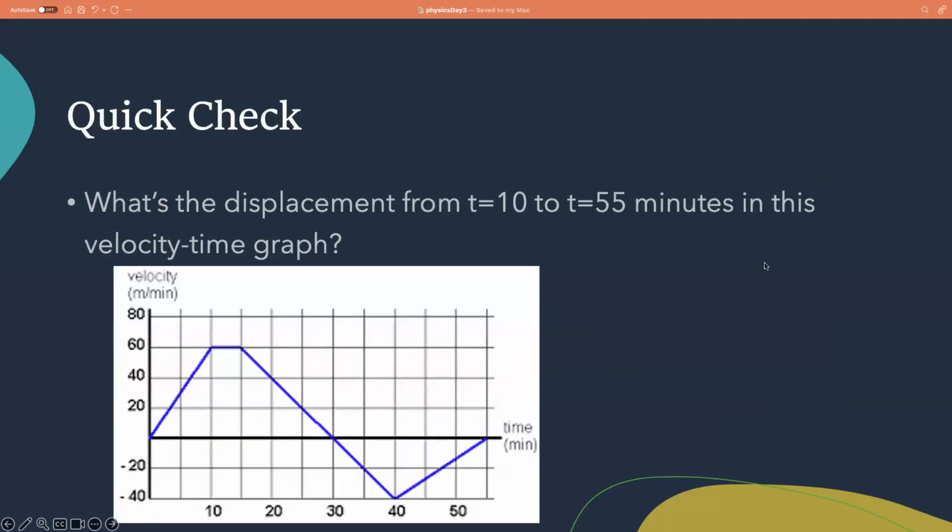So yeah, we have a graph off the internet. Try to find the displacement from 10 seconds to 55 seconds. Remember to check the units first of all. And then after that, remember to make sure you're actually calculating the area correctly. And note that it says 10 to 55 minutes. So they will ask you just random bounds. It's not going to be from 0 to the end most of the time.